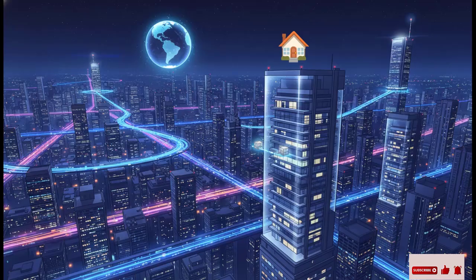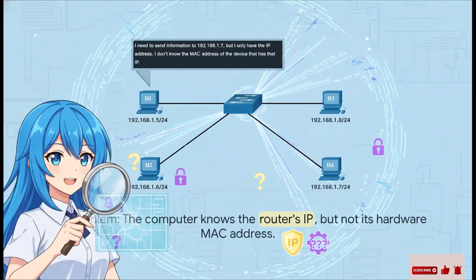Think of it like this. The IP address is the address of the apartment building, but the MAC address is the specific apartment number. And this presents a little puzzle, right?